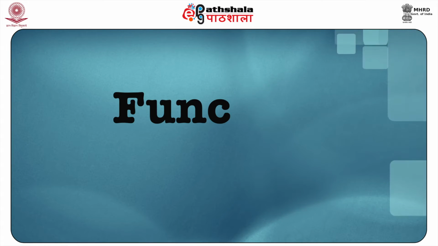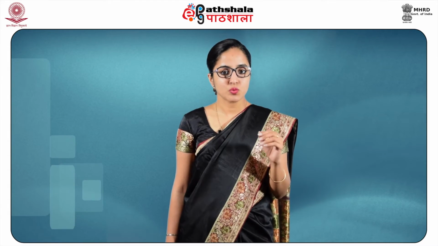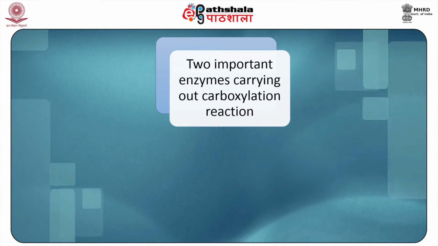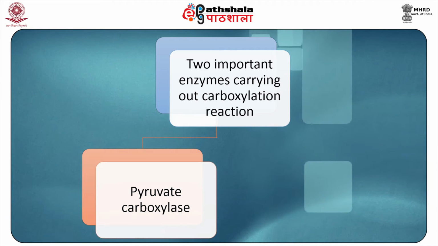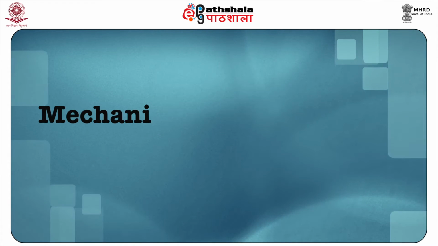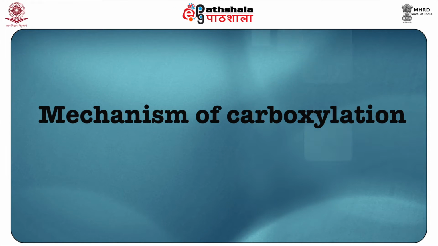After having studied the structure briefly, let us now come to the function of biotin. This water-soluble B group vitamin participates in transfer of carboxylic group. Two important enzymes carrying out carboxylation are, first is pyruvate carboxylase and the second one is acetyl CoA carboxylase. Now students, what is the mechanism of carboxylation? A holocarboxylase synthetase catalyzes the attachment of biotin to eta amino group of lysine residue of carboxylase enzyme to form biocytin in an ATP dependent reaction.